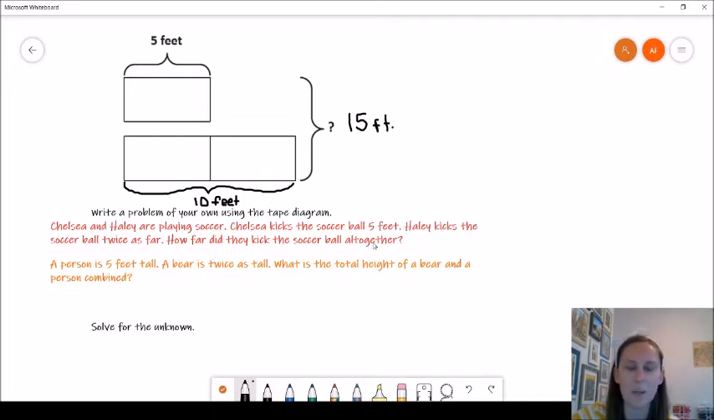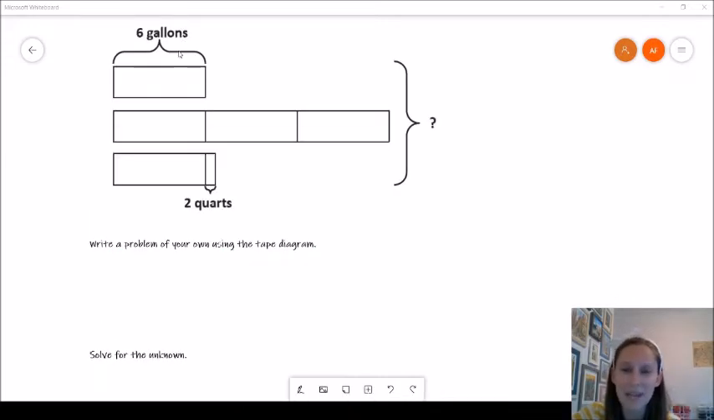How far did they kick the soccer ball together? 15 feet. What is the total height of a bear and a person combined? 15 feet. So my unknown is 15 feet. Let's take a look at another tape diagram and write another word problem. So this one I see is in gallons and quarts, and I know that gallons and quarts measure the volume of liquids. So I'm going to be talking about a liquid here with my tape diagram.